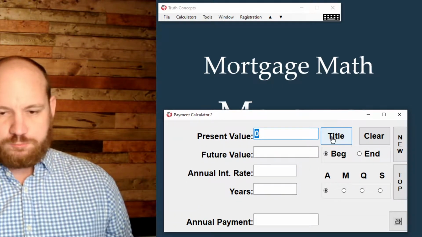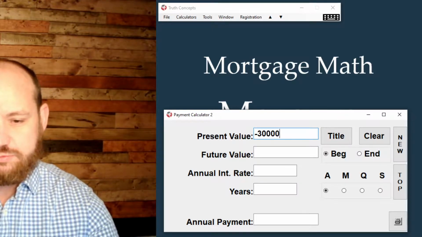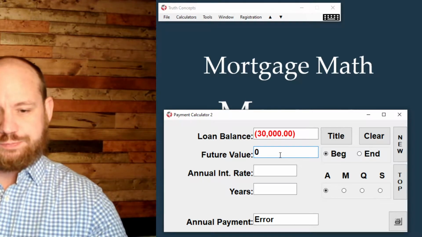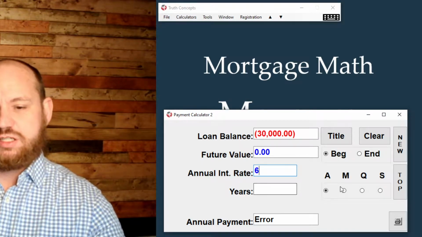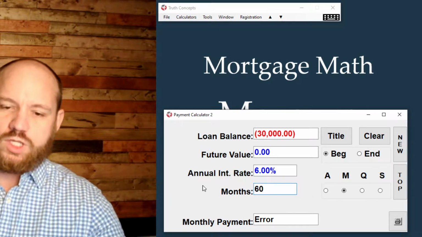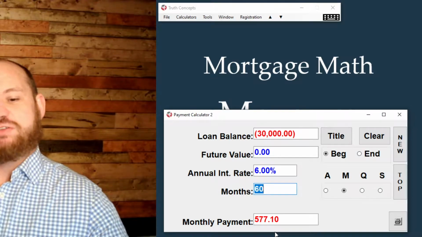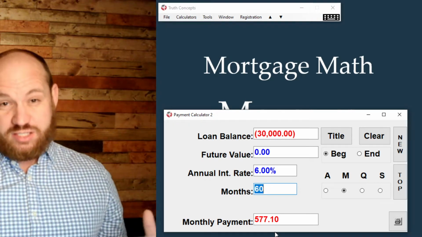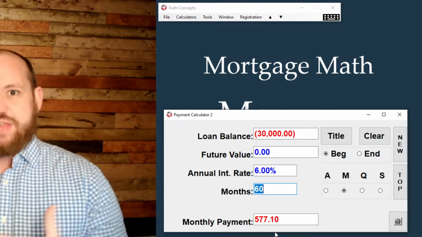So if we're starting off with a loan, that's negative 30,000. And whenever you pay back that loan, it's going to be back to zero. We said that this was going to be at a 6% interest rate over 5 years, so over 60 months. We come up with a monthly payment of $577.10. That monthly payment is an amortized schedule, so that it pays off the entire debt totally, so we don't have to worry about that number changing.